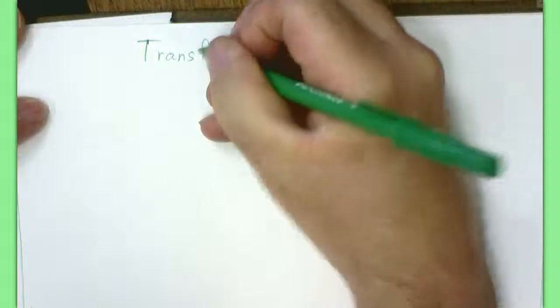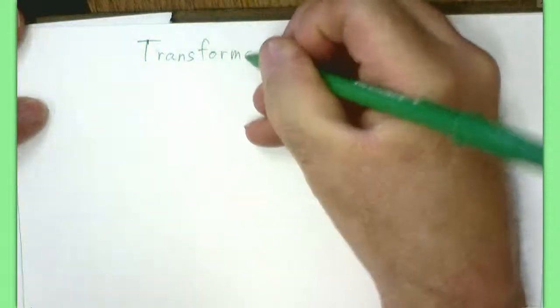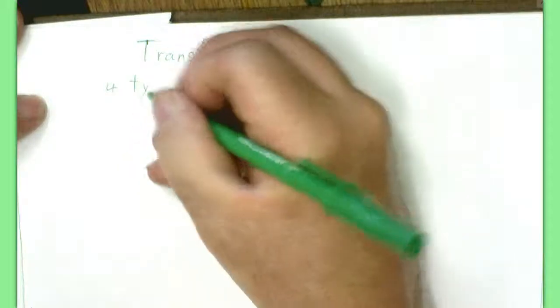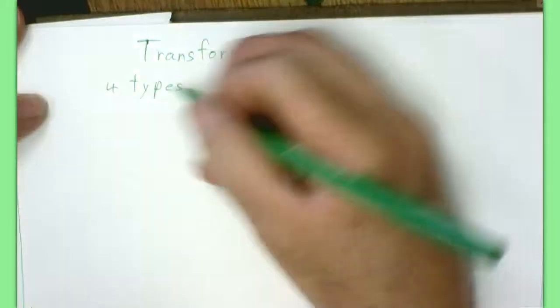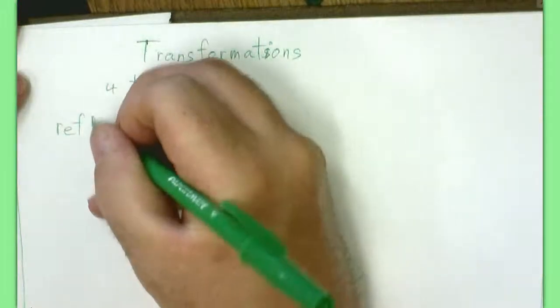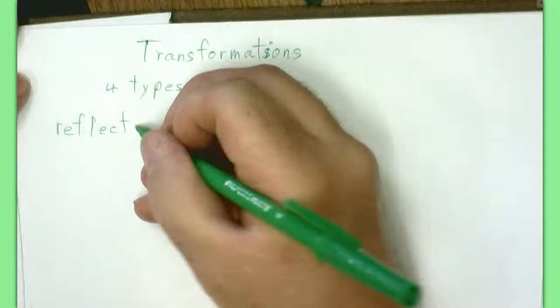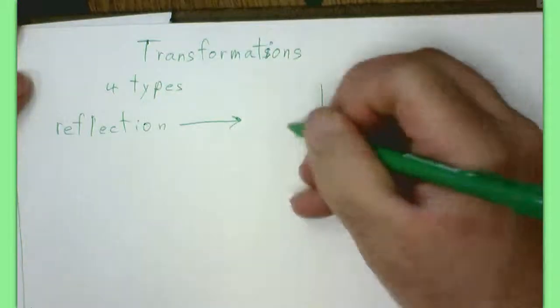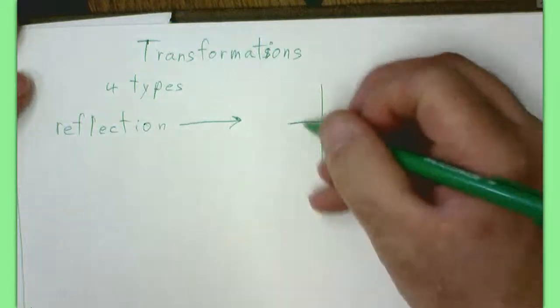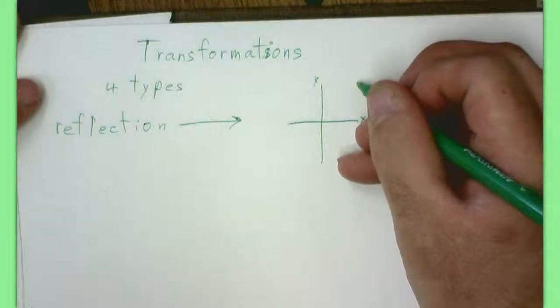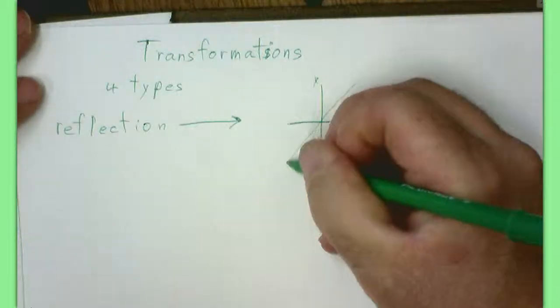Okay, transformations. Quick review. There are 4 types. Reflection, which looks like this. We might reflect over the x-axis or the y-axis or the y equals x line.